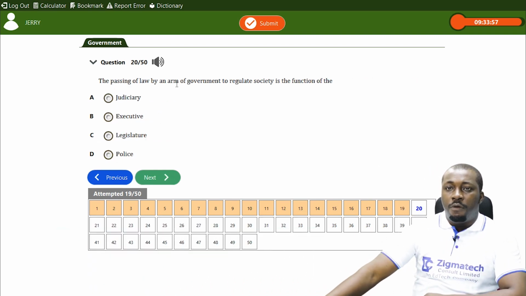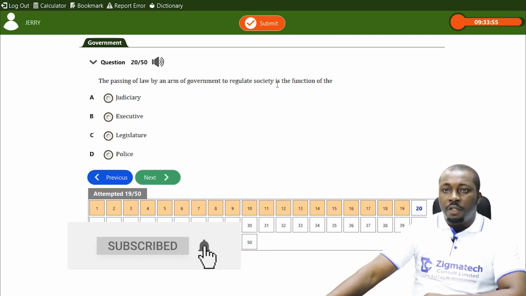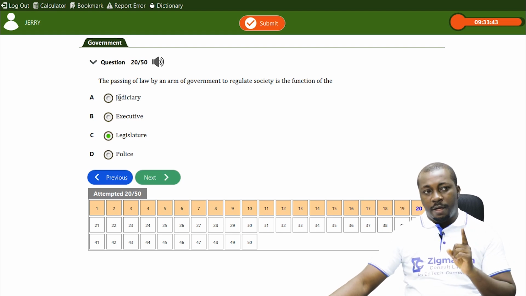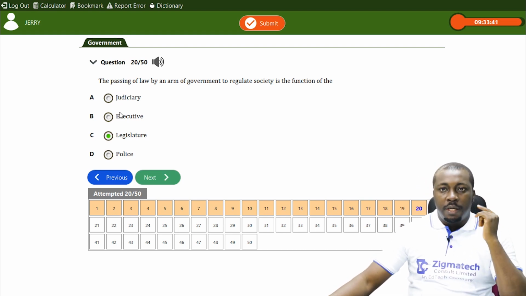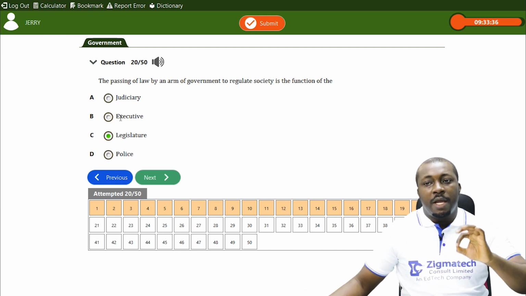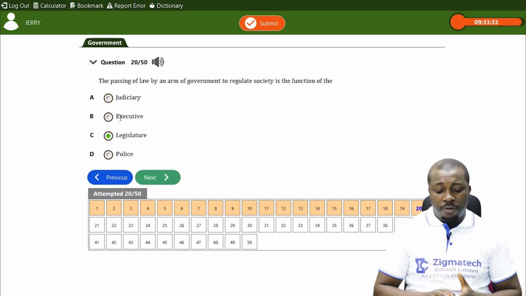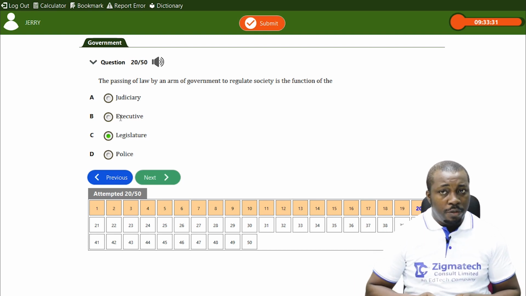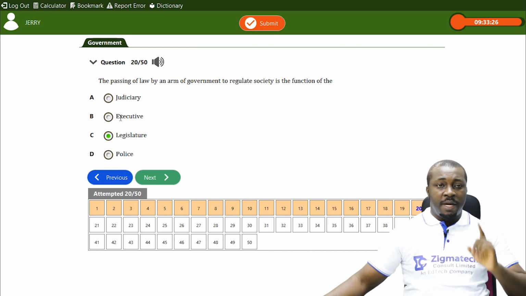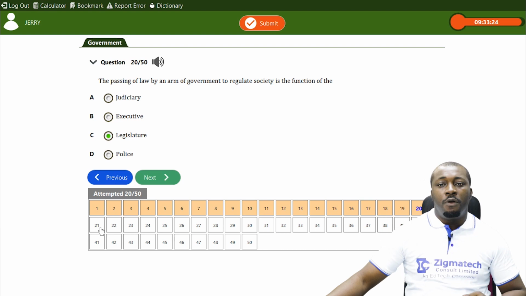Now, the passing of law by an arm of government to regulate society is the function of the legislature. Who passes the law is the legislature that passes the law. So it's not the judiciary, it interprets the law. The executive executes or implements the law. Now, in the lawmaking process, the executive has a role giving assent, that is signing the law, but the passage of a bill into law is what we are talking about. It's done by the legislature that is responsible for lawmaking.